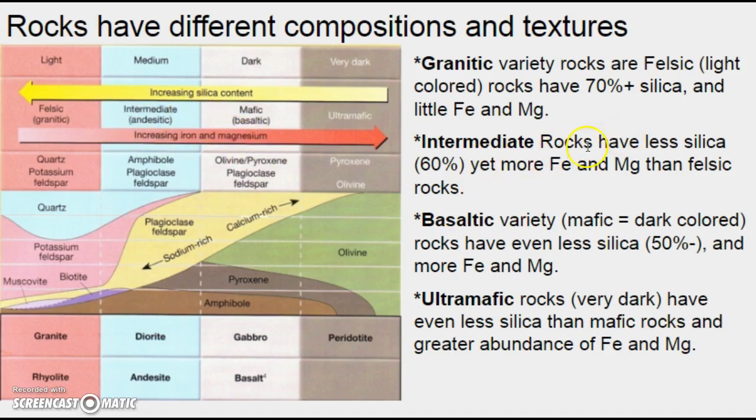We can talk intermediate rocks. They have less silica than felsic, but here's my column here. I'm looking at my intermediate. Sometimes they're referred to as andesitic, but we're not going to do that much with intermediate rocks, so I'm not even going to get into the andesitic part. But notice, relative to felsic, it's going to have less silica and more iron and magnesium. And here are my compositions, right? You're going to need to be able to interpret what's in here.